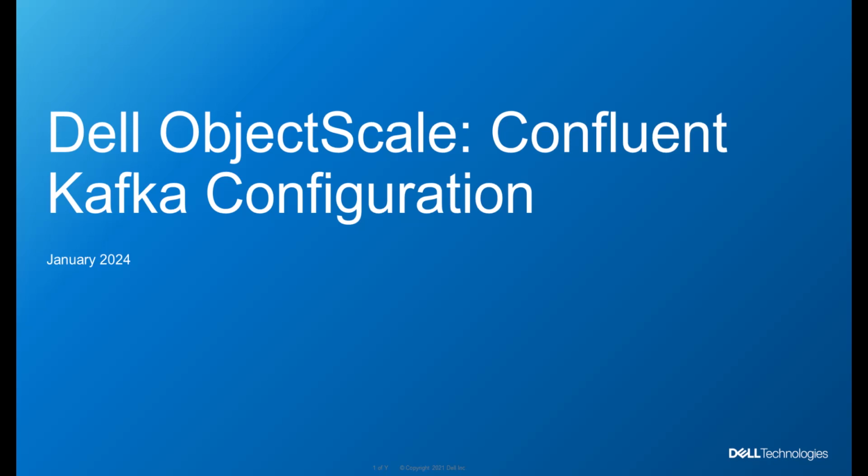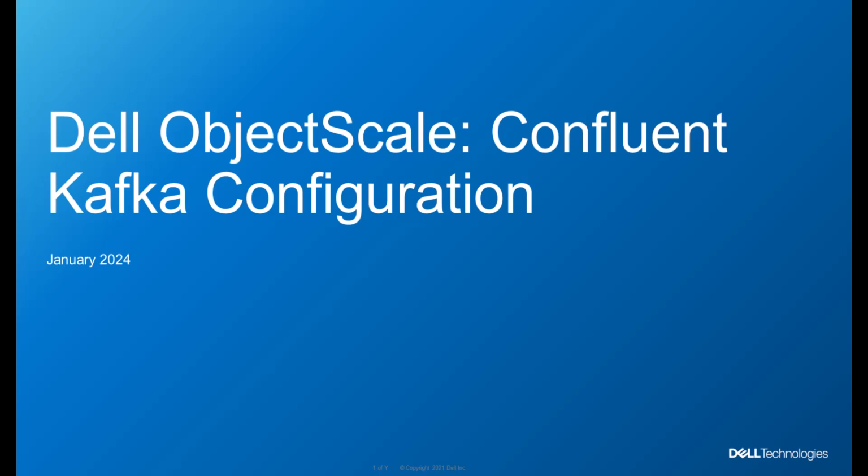My name is Anuraj. I am an engineering technologist with Dell. In this demo, we are going to configure the Confluent Kafka storage tiering using Dell ObjectScale storage. And we are going to deploy the Kafka on a Red Hat OpenShift cluster using the Confluent for Kubernetes operator.